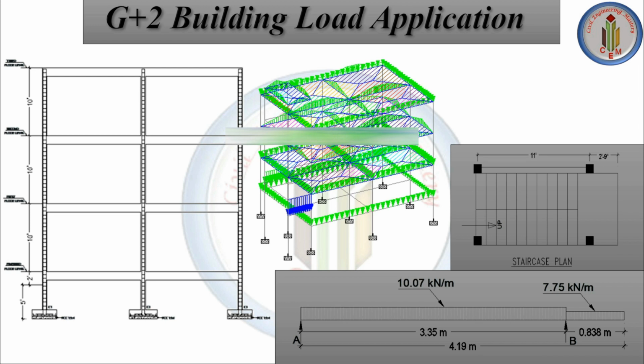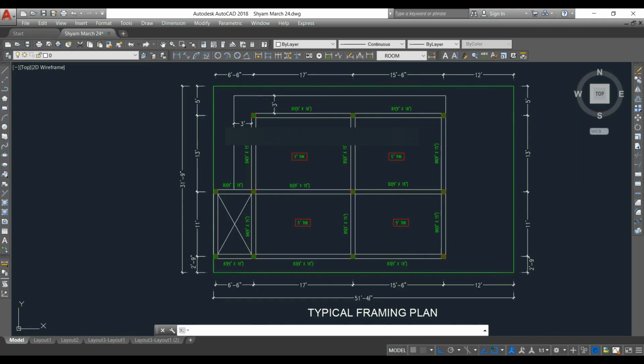Today let's discuss how do we apply the loads for G+2 building in StatPro software. In the previous videos we had discussed how do we model the G+2 building and how do we calculate the loads coming on G+2 building. So I had given those links in the description box. You can check that and watch that video. Then you can continue with this video.